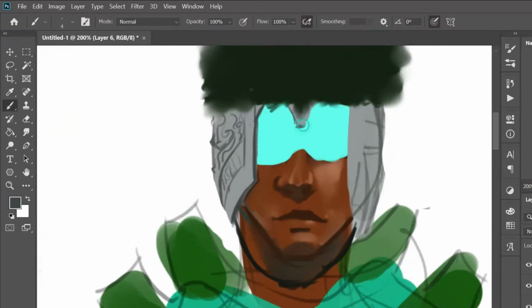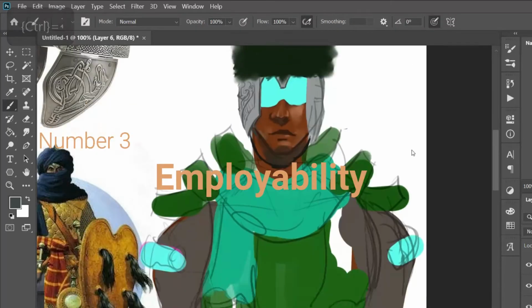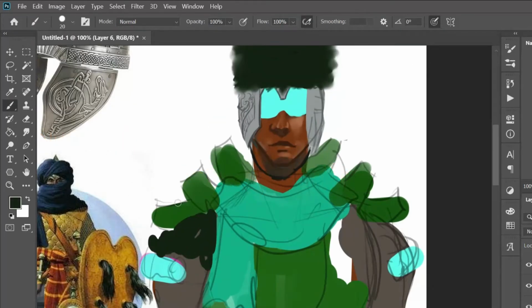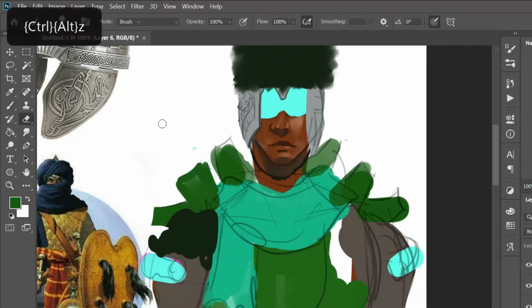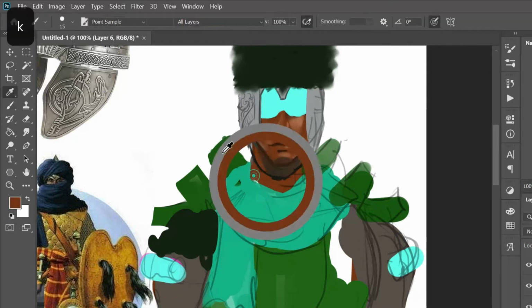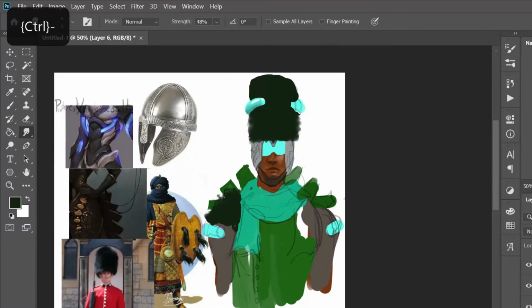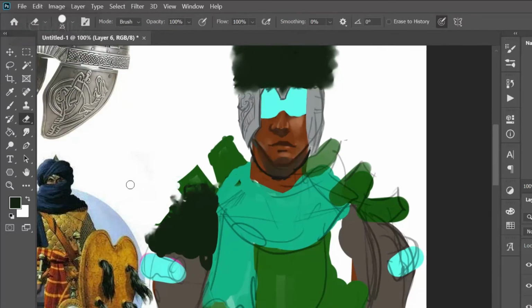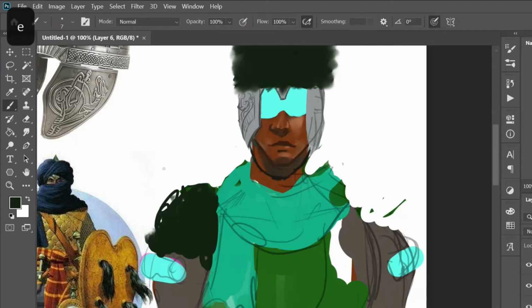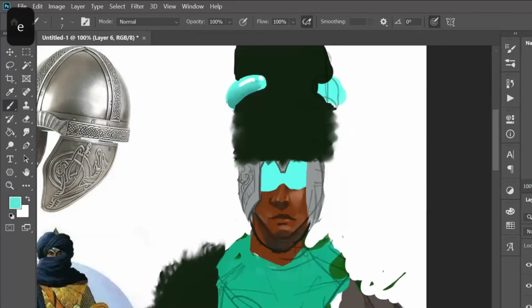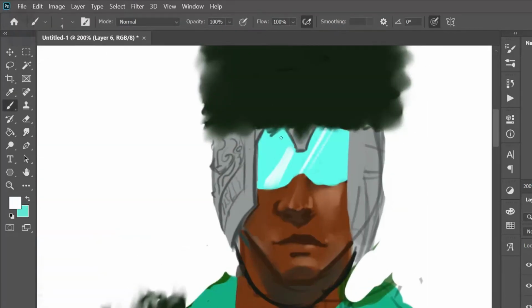Reason number three, employability. Although there are some people who are employed because they do one thing very, very well, there are also employers in several different industries increasingly looking for employees who have a variety of skills. So, can you design cute chibi kids as well as highly detailed monstrosities? Can you both design and illustrate? Can you paint and 3D model? Can you teach both art and textiles?